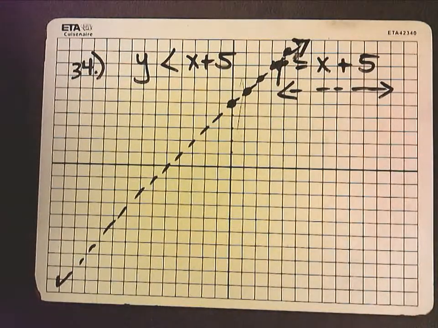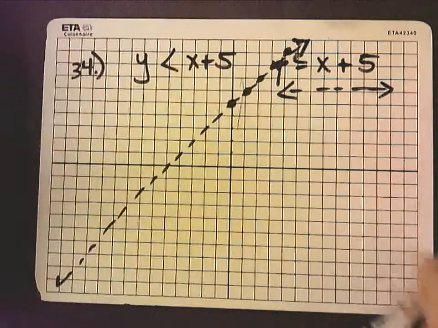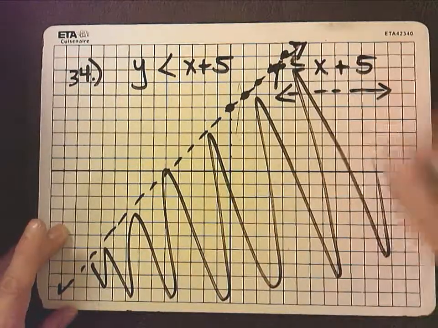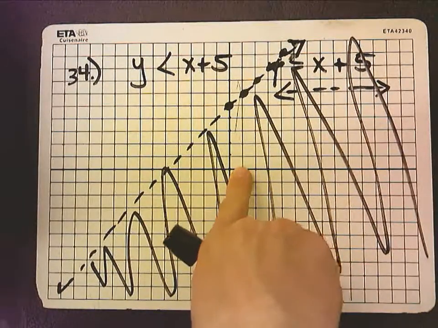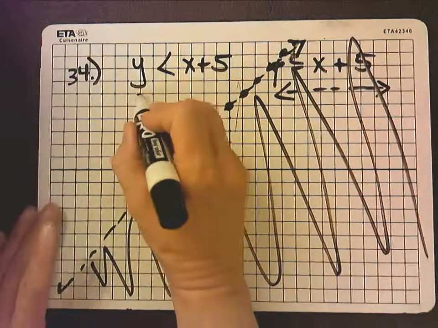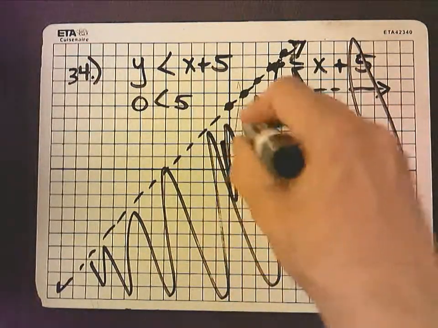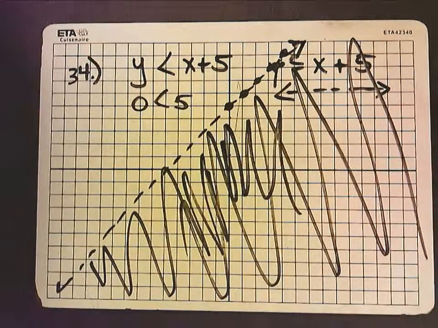And now I'm going to shade either above or below. Since it's less than, I shade below. To make sure I'm right, I test the point 0, 0. And is 0 less than 5? Yes, it is. So I know 0, 0 should be in my solution set. And I shaded the correct side.